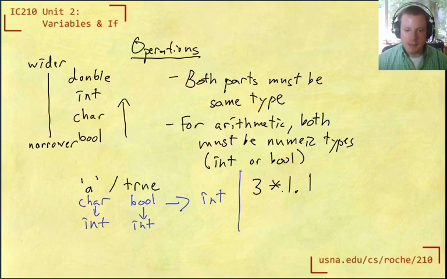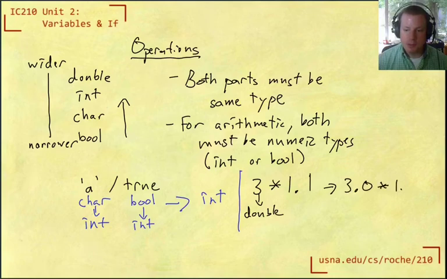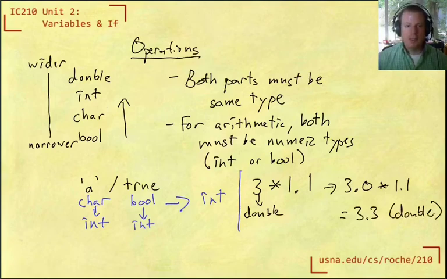Another example is if I said 3 times 1.1. Well, 3 is an int, and 1.1 is a double. So they're both numeric types, but they're not both the same type. So what direction is it going to go? It has to go up in this hierarchy. So that means that this 3 has to become a double. So this will become essentially the same as 3.0 times 1.1, which is going to equal 3.3 as a double. So that's the most complicated of these automatic type conversion rules that the compiler will try to do. But just remember that for most operations they both have to be numeric, and for all operations they both have to be the same type.